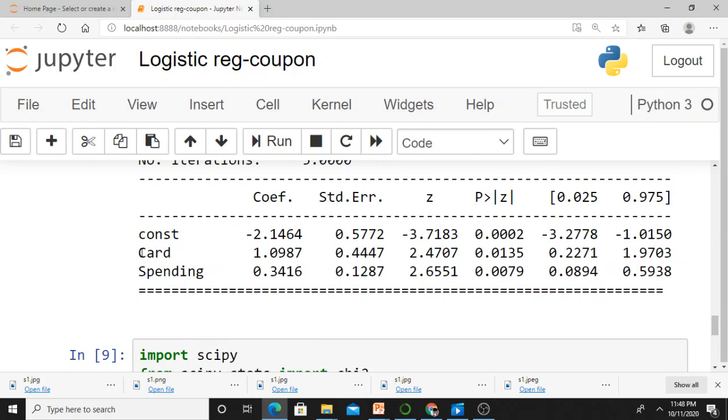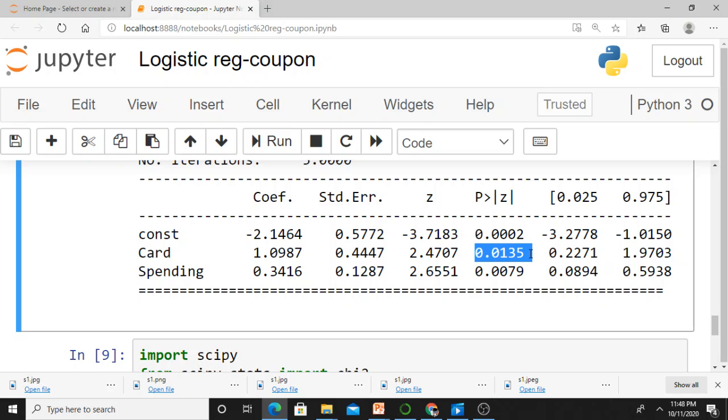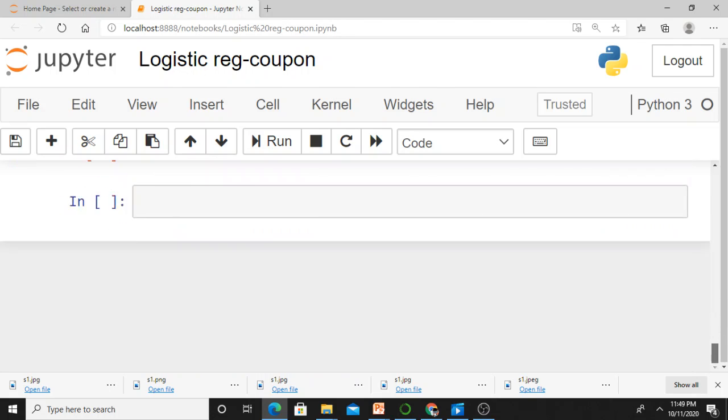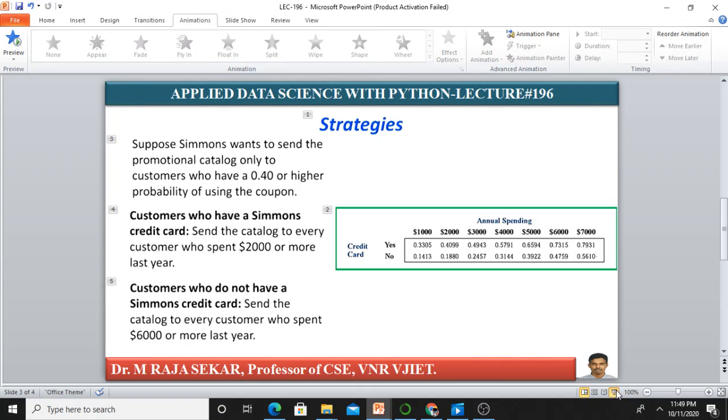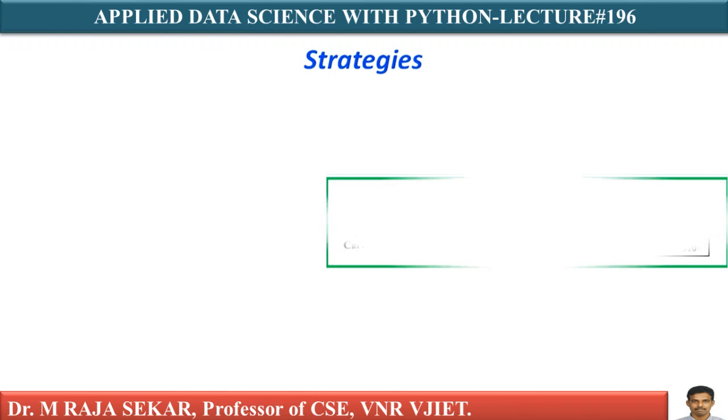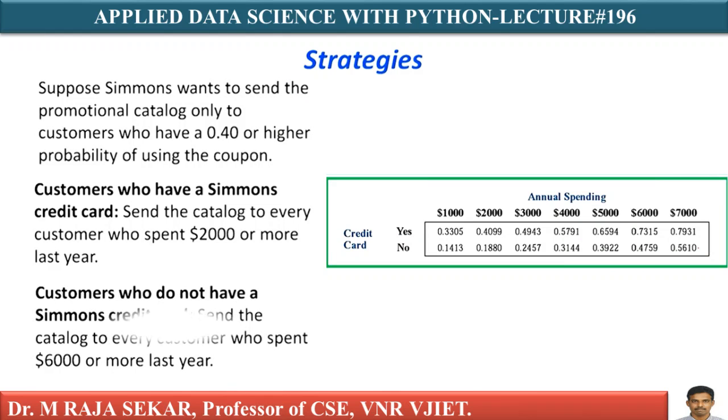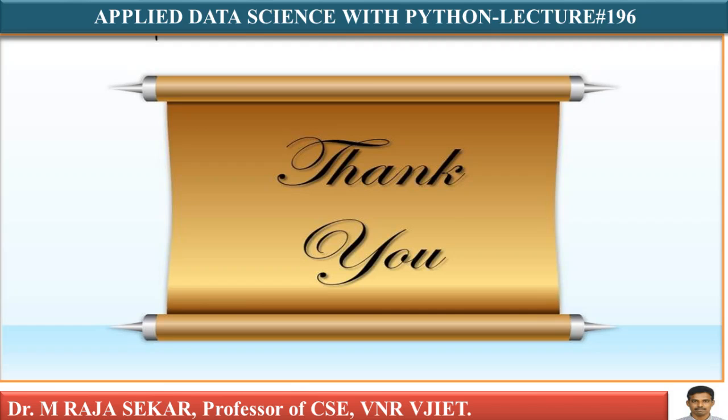Even the probability value for card is 0.0135, which is also low, and the spending probability value is also very low. Therefore, the individual independent variables are also significant, and the overall model is also significant. This lecture is simple and straightforward. Just go through this lecture, and if you have any difficulty, keep a comment so that we will try to understand. In my next lecture, lecture number 197, we will try to understand the logistic regression equation with respect to the odds ratio. Thank you very much.